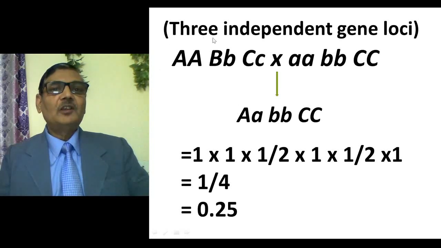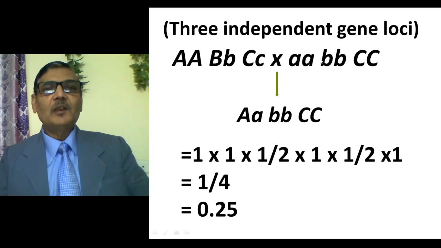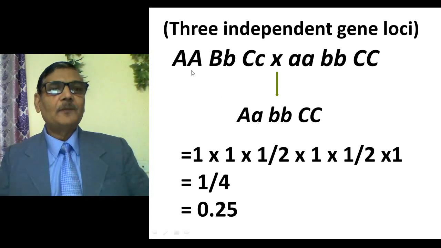Here a three independent gene loci condition is taken. So you can see here the one individual is of genotype A, capital B small b, and capital C small c. This one is being crossed with an individual with genotype small b, and capital C capital C. So in the next generation, getting an individual with the genotype capital A, small b, and capital C, its chance will be 25%. We can see how this will be happening.